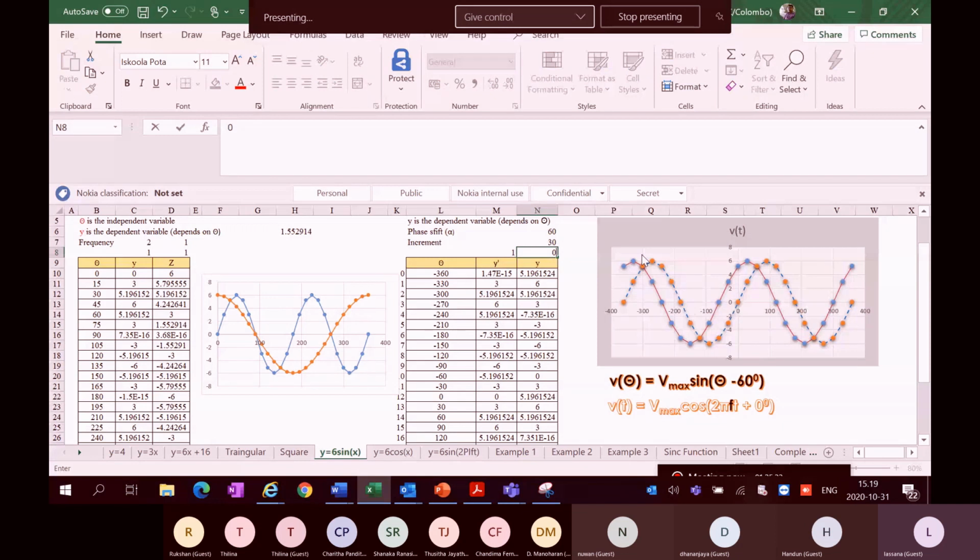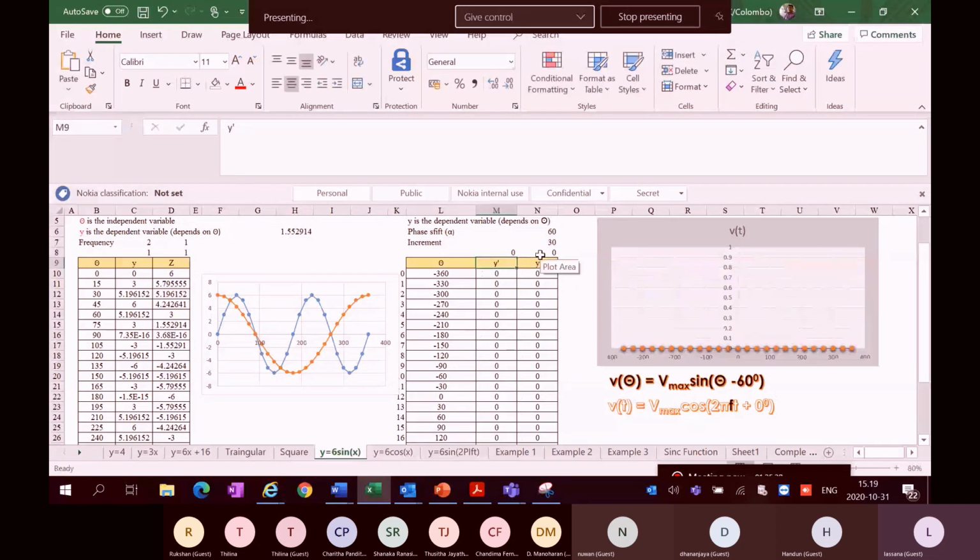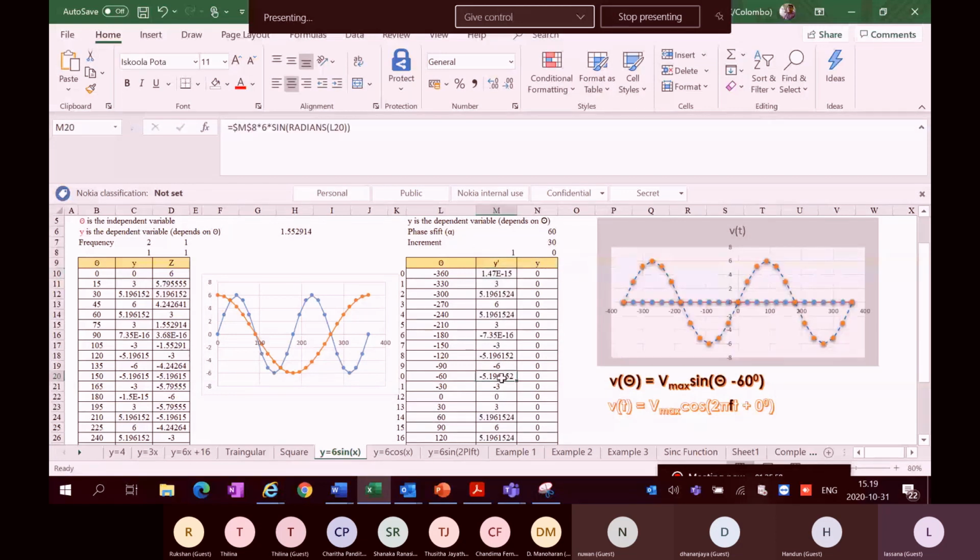Why do I say sine graph? Because, for example, let me go to this place. You see the equation. Equation means sine equation. This is a sine graph. Here, this is also a sine graph, but with a phase angle. Let me get that graph as well.